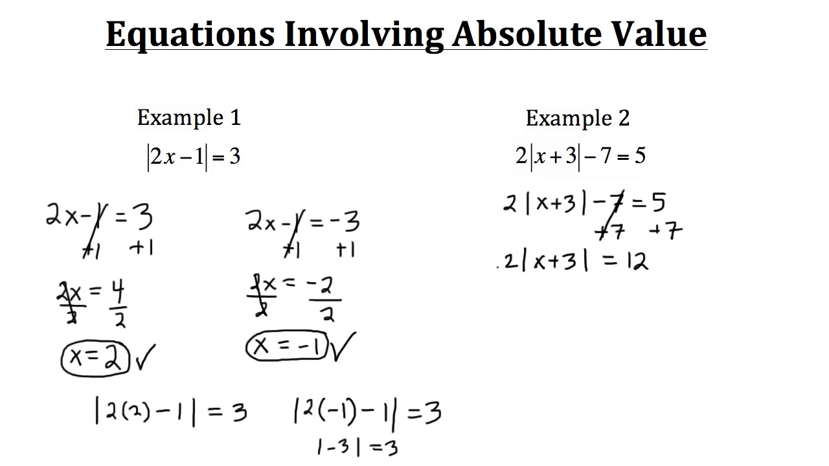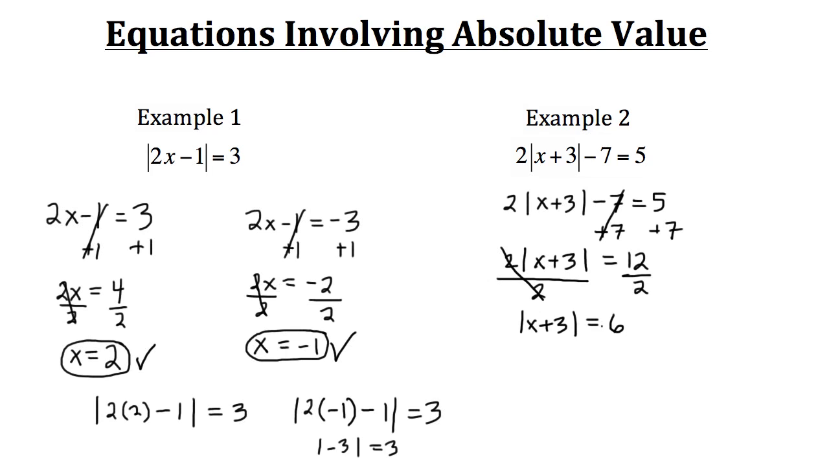So now we need to get rid of this 2. So since it's being multiplied to the expression, we'll divide it to cancel it out. And then divide on the other side as well. And that leaves us with the absolute value of x plus 3 equals 6.